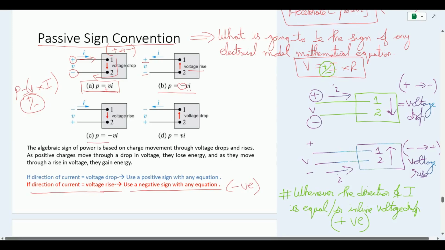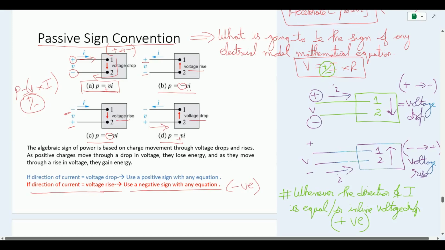Similarly, we can look at C and D, where now we have changed the polarities and we look at the direction of the current. So it is now falling from negative to positive. It's a voltage rise to opposite. So the sign will be a negative sign. And again, the current in D is leaving the terminal, which means it has entered from positive, which is showing a voltage drop. So we are using a positive sign over here. So this is how the passive sign convention works.